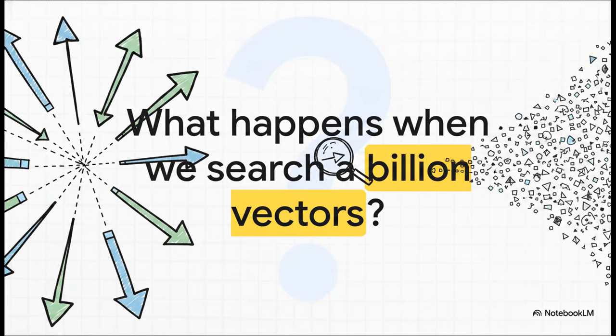All right, so we've got our coordinates, and we have our mathematical tape measure. If we want to find the closest match to a search query, we just measure the distance to everything in the database and pick the smallest number, right? Well, what actually happens when our database grows to millions or even billions of high-dimensional vectors?